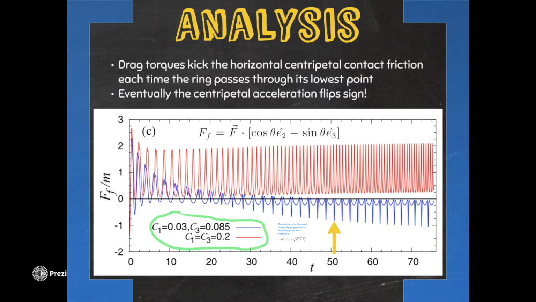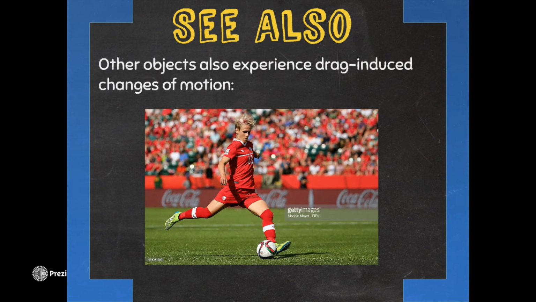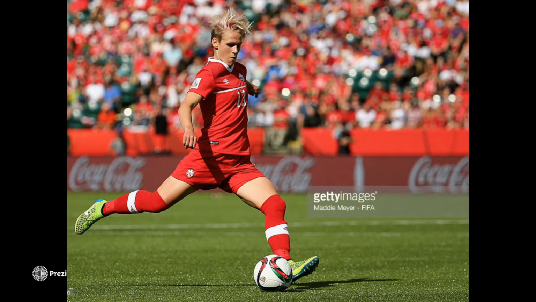Okay, so just some other objects that also might resemble this sort of mechanic. Other objects also experience drag-induced torques. This is not a new thing. So we all know that, okay, this is Sophie Schmidt playing for Canada. Fun fact, I actually took Toastmasters with her. She's pretty cool. When she kicks a soccer ball for a corner kick, it's obviously going to change trajectory, right? If she puts spin on it, it experiences this drag-induced change of direction. And this is an example of drag-induced changes in motion.